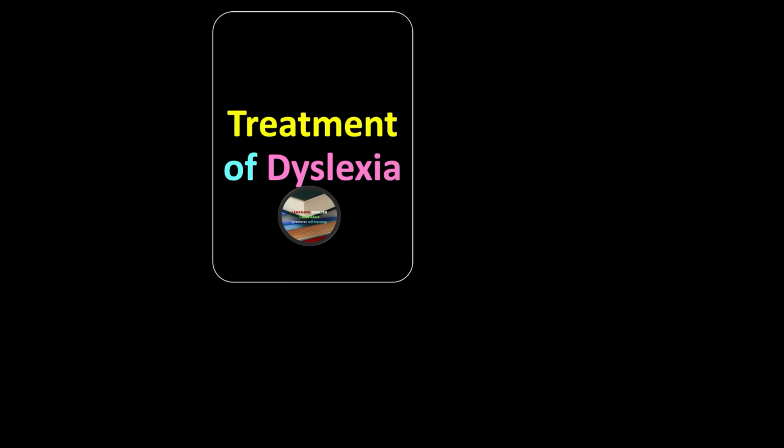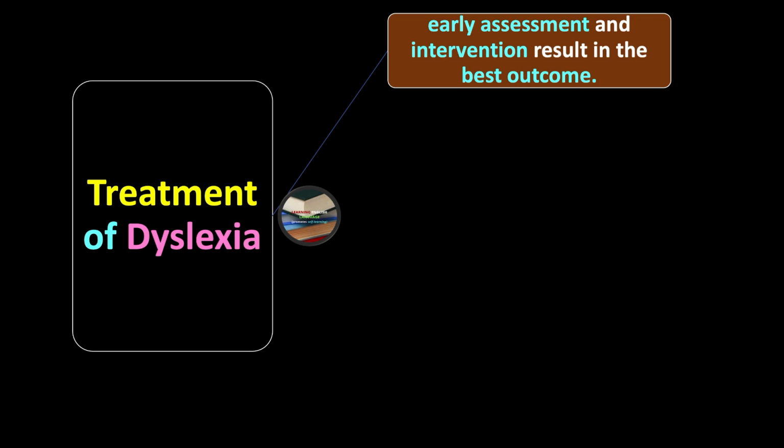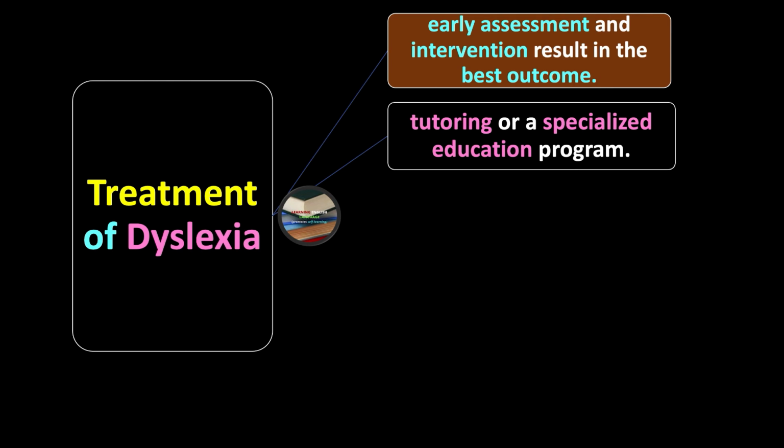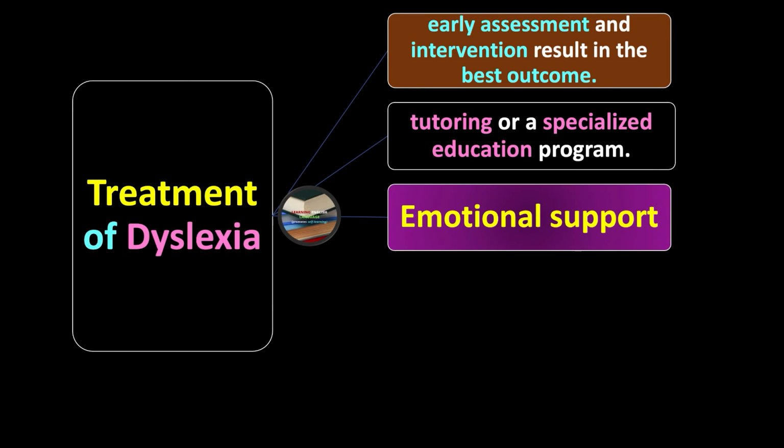We continue our discussion. That is treatment of dyslexia, how to deal with children suffering from dyslexia. Early assessment and intervention result in the best outcome. So if you come to know why a child is learning slowly, this early assessment, early recognition of the problem and intervention, your involvement, your solution to the problem might be a great help to the children. Tutoring or a specialized education program. If you give a specialized way of training to the child suffering from dyslexia, this can also be a great help to the children. Emotional support.